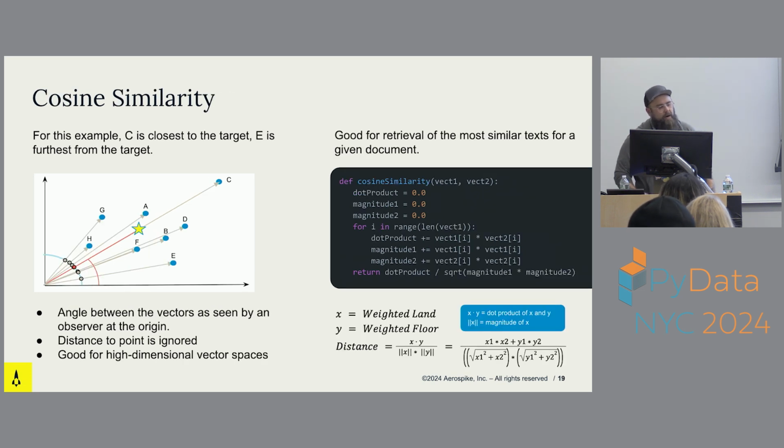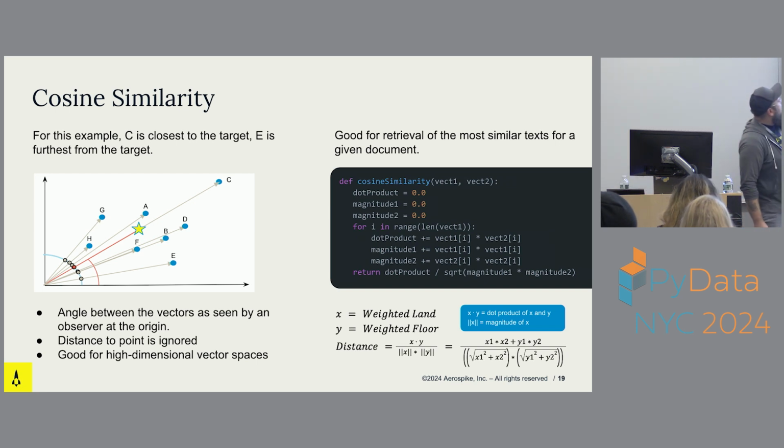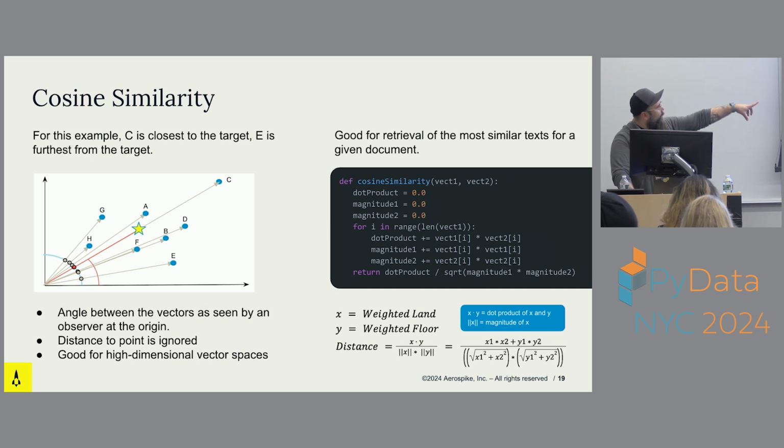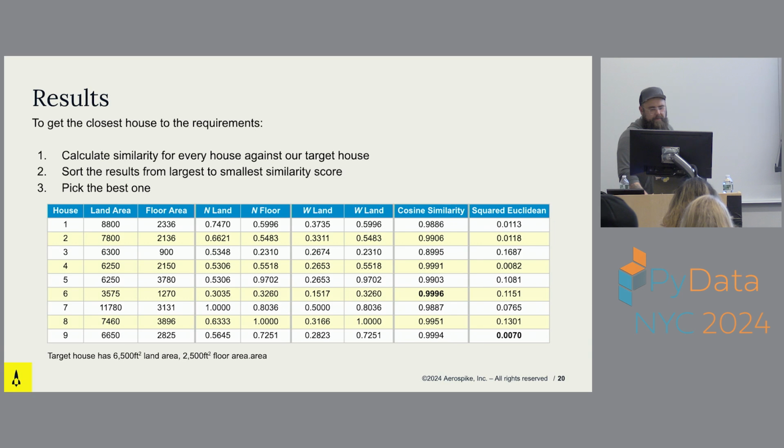Cosine similarity here, we can see that C is actually the closest target, and then E is about the furthest away because, again, C is pretty much on the exact same trajectory there as our source. And again, there's the code. This is what we're using for our cosine similarity. Again, not too complex.